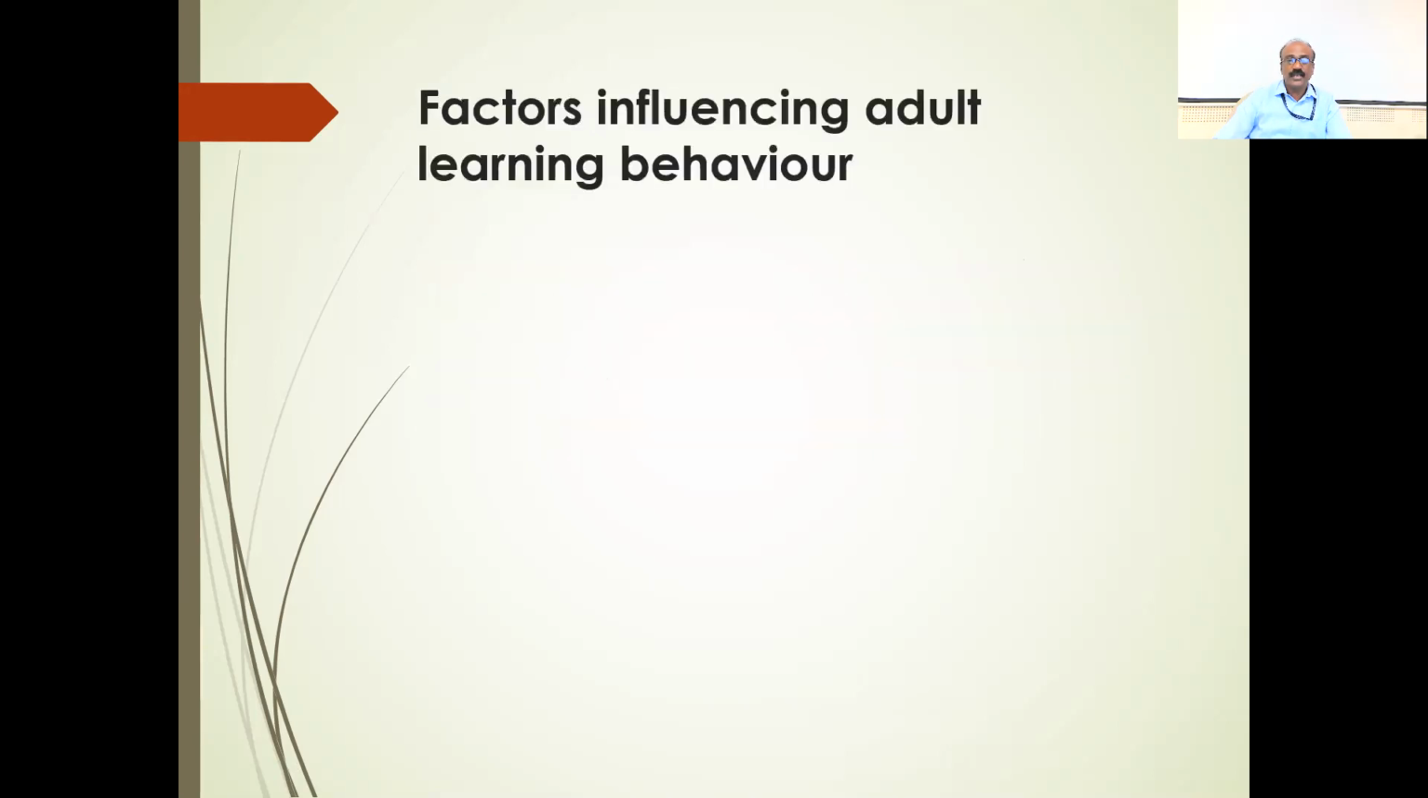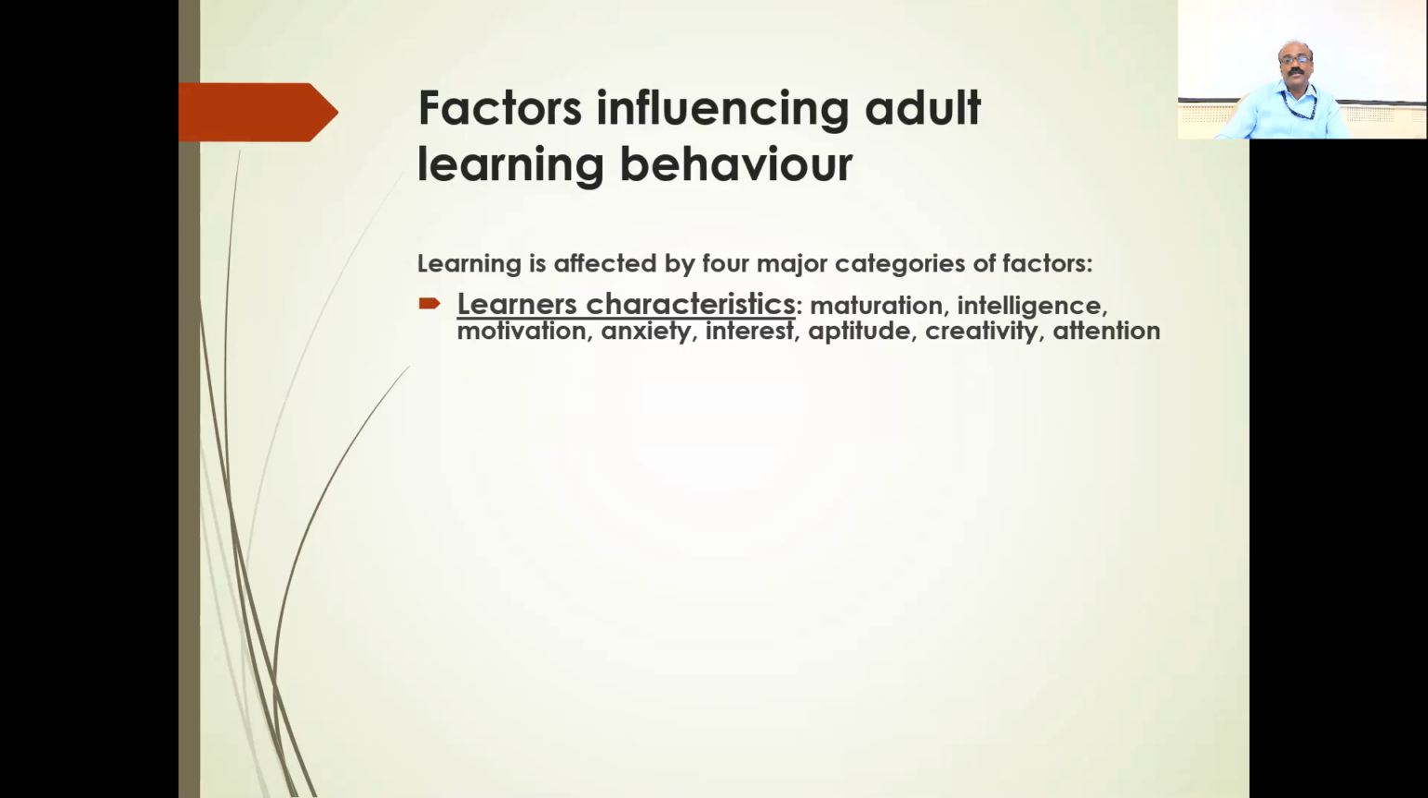Now let us move on to the next slide. So there are different factors that influence adult learning behavior. Now we are going to see the major factors that influence adult learning behavior. Learning is affected by four major categories of factors. The first being the learner's characteristics. So all learners differ in their individual characteristics.